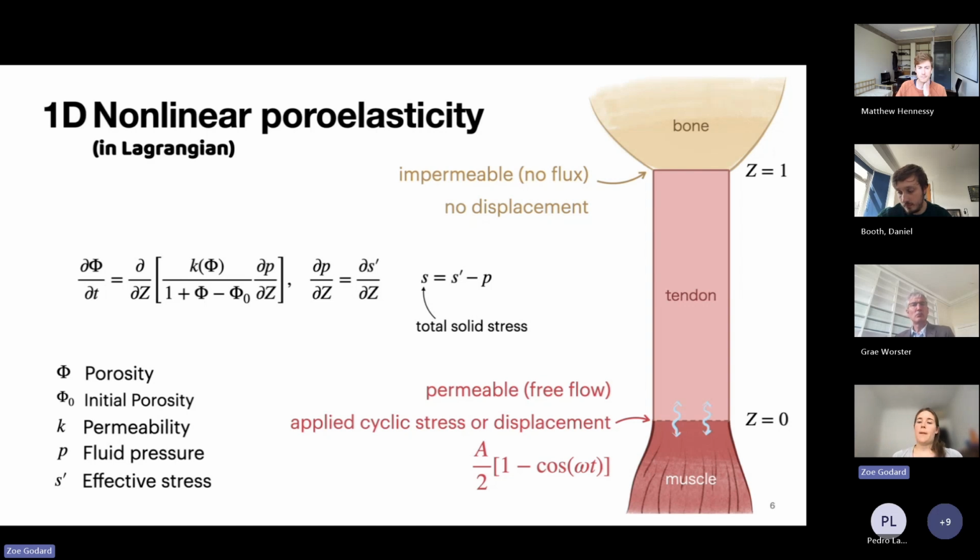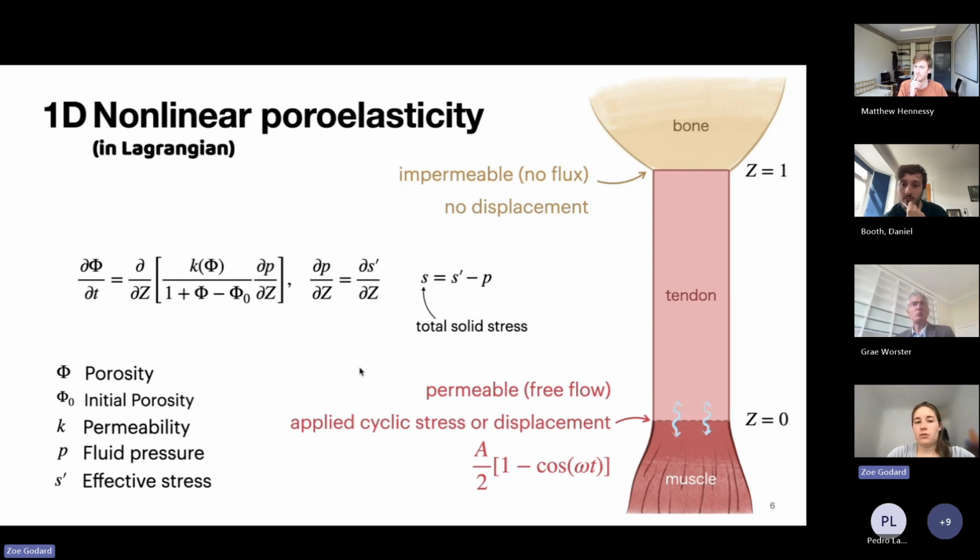And then the muscle is of similar stiffness to the tendon, so we're going to assume that there's free flow there, and the muscle is applying a cyclic stress or a cyclic displacement. We'll look at those two boundary conditions, and so it's going to be a tensile cyclic stress. So it's going to be pulling on the tendon cyclically to mimic the sort of daily activity that you might be subjecting your tendon to.